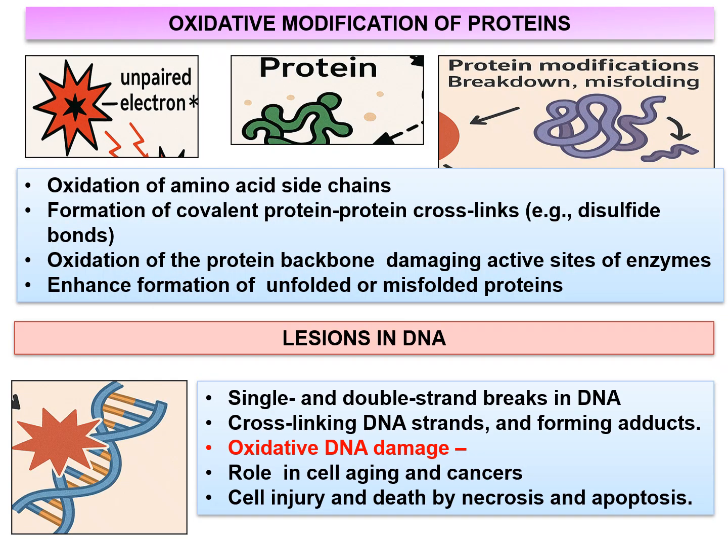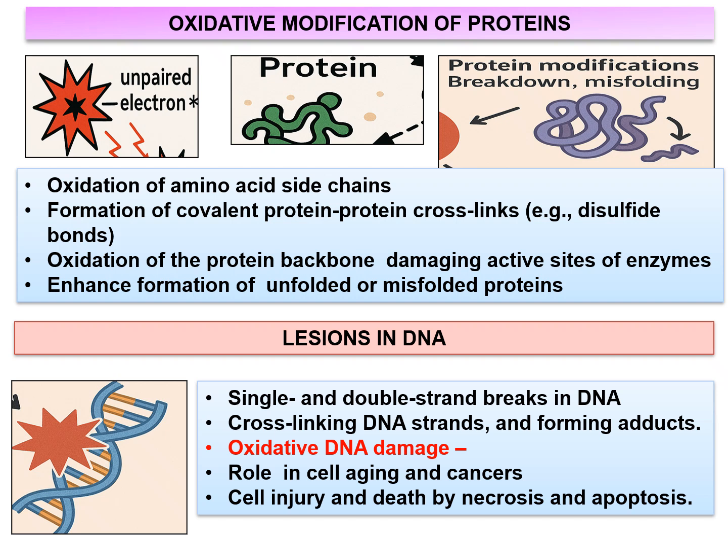Coming to the second mechanism of damage, that is oxidative modification of the proteins. These reactive oxygen species, as I told you, have unpaired electrons, and react with the proteins and cause various modifications in the proteins. That is, it causes oxidation of the amino acid side chains and formation of covalent protein-protein crosslinks, especially disulfide bonds are attacked, and there is oxidation of the protein backbone, damaging active sites of the enzymes, and it enhances the formation of unfolded or misfolded proteins, and these misfolded or unfolded proteins are further degraded by proteasomal mechanism.